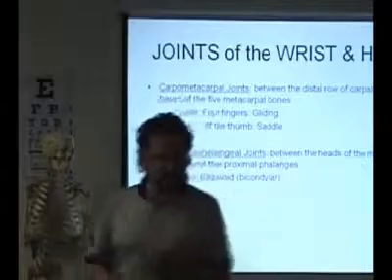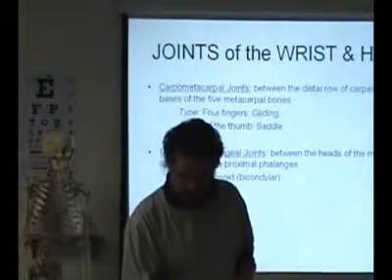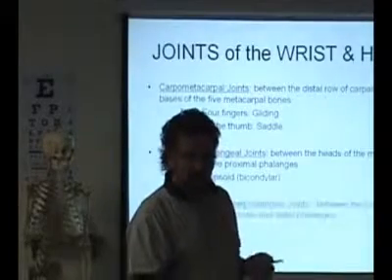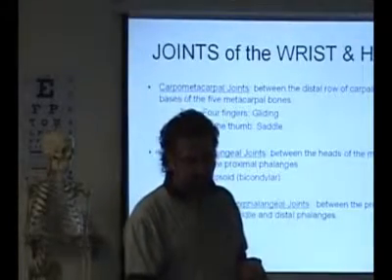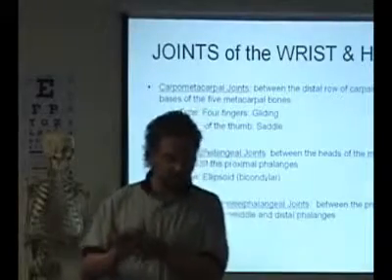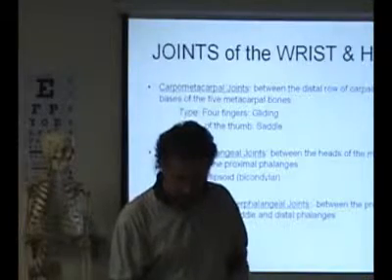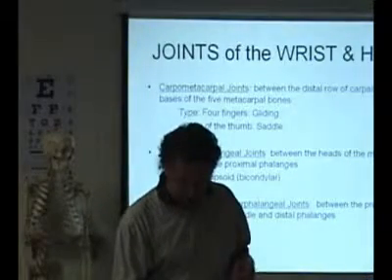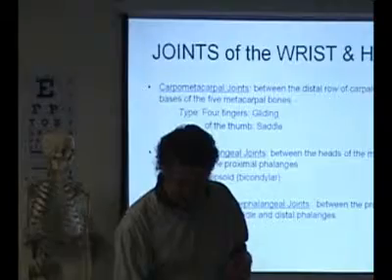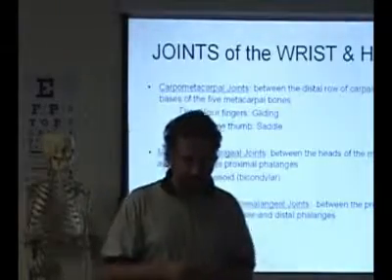Yeah, okay, it is ellipsoid. Metacarpal phalangeal is ellipsoid. Yeah, well, it's bicondyloid. It's tetracondyloid, so I was wrong. It's ellipsoid, not bicondyloid. And then the PIPs and the DIPs are hinge joints.